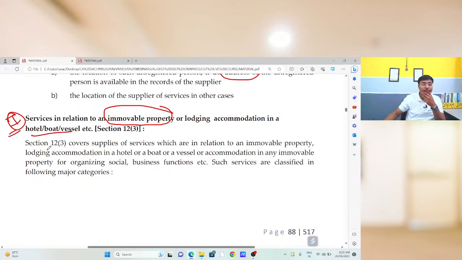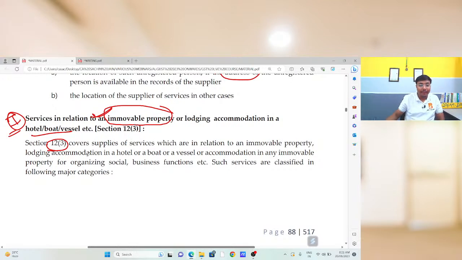So, section 12 subsection 3 says, in case of immovable property, suppose I am an architect, I am a designer, and I am going to provide my designing services for a specific immovable property. In that case, the place of supply will be the location of that immovable property. That means this is the rule: whenever there is any supply on account of any immovable property like hotel, boat, vessel, in that case, the place of supply will be the location of that immovable property.